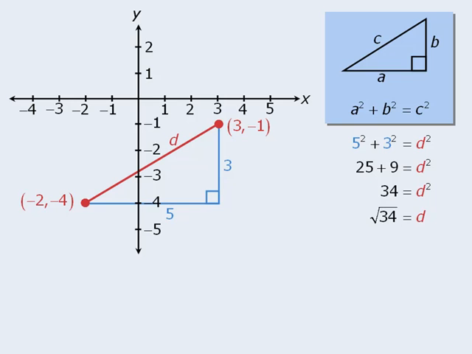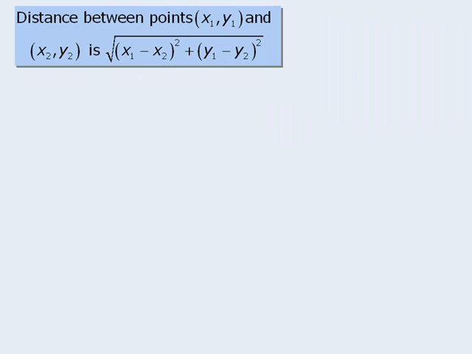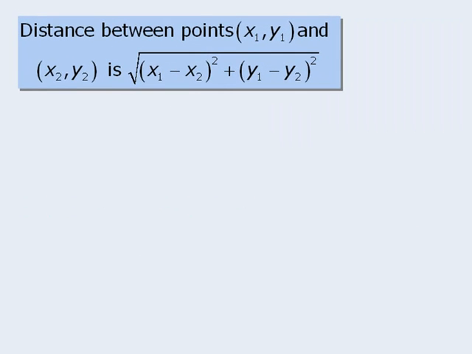So as you can see, one strategy for finding the distance between 2 points is to construct a right triangle and then apply the Pythagorean theorem. Another strategy is to apply this formula that uses the Pythagorean theorem to create a general formula for finding the distance between 2 points. To use this formula, we simply plug in the x and y coordinates of the 2 points.